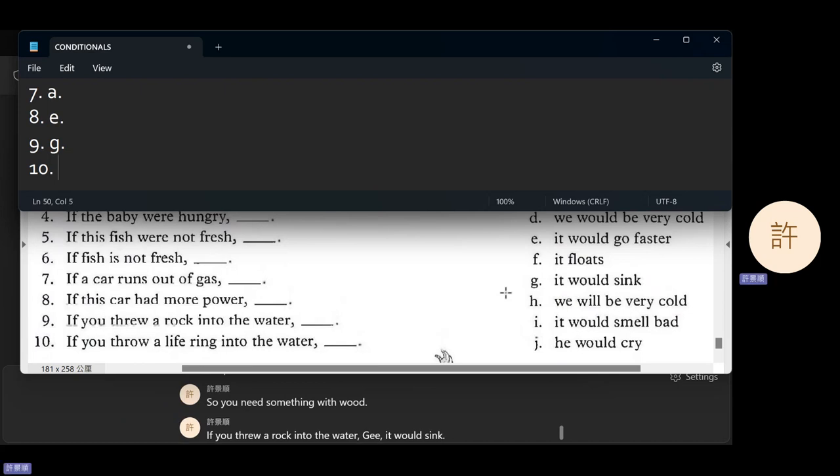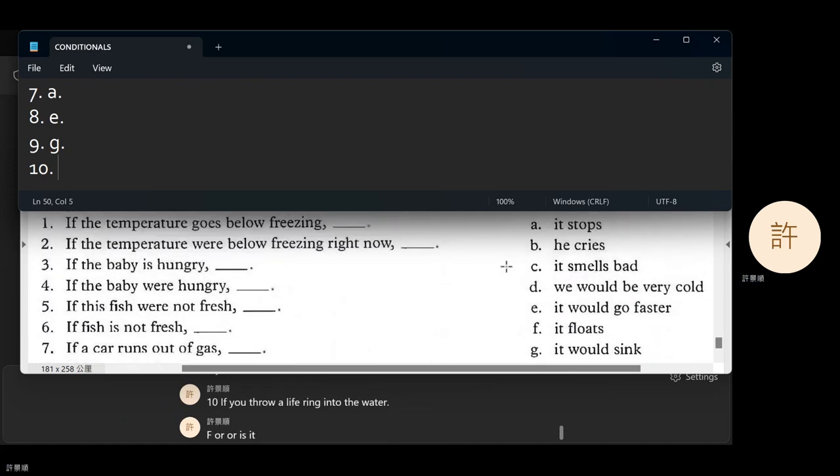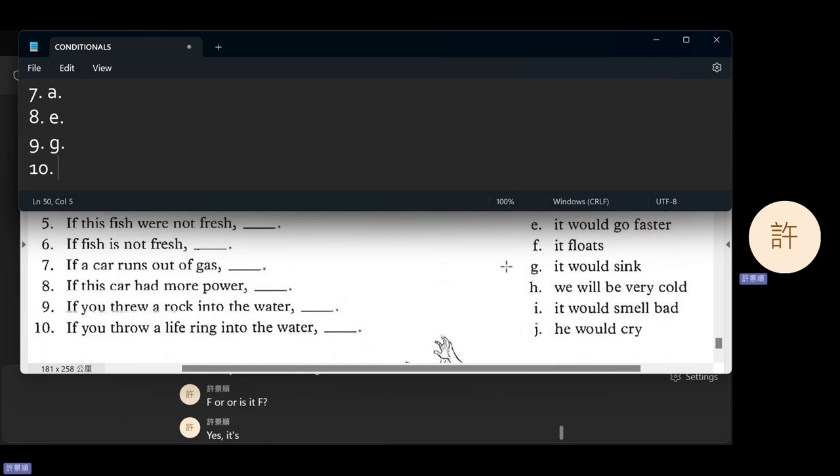10. If you throw a life ring into the water, F, or is it F? Yes, it's F. It floats. General situation. Do you guys know what a life ring is? It's the round floating thing you throw to rescue drowning people.